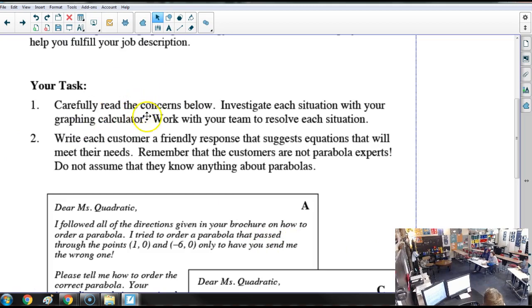Alright, so here's your task. You have one of the worst jobs in the world, reading people's complaints. It's like receptionists where they pick up the phone. They're like, I have a complaint. Can I speak with your manager? So you have been tasked to read through these complaints. Our job here is to investigate the situation with your graphing calculator.